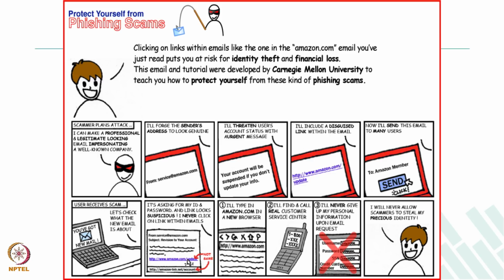And then at the bottom one, you will see, for example, the user receives a scam email. Let's check what a new email is all about. It's asking for my ID and password, and the link looks suspicious. I will never click on links within emails. I will type in amazon.com in a new browser. I will find and call the real customer service center. I will never give up personal information upon email request, right? So these are the instructions that we want the users to read.